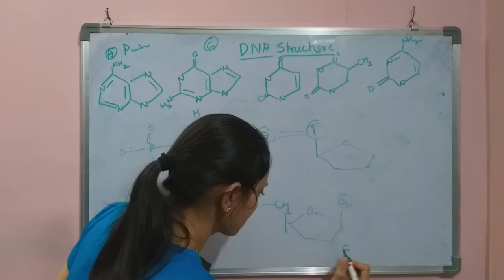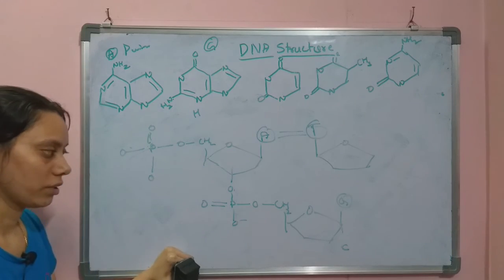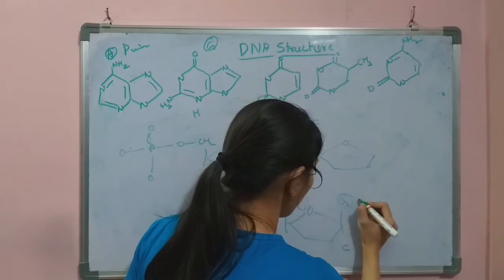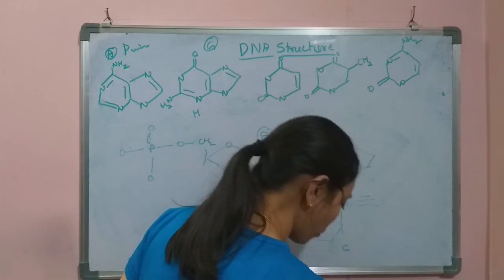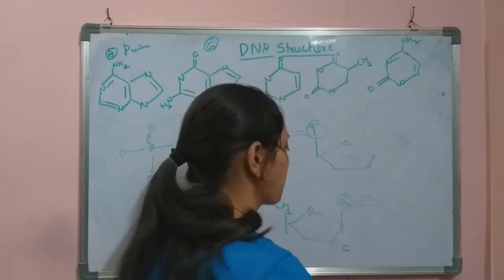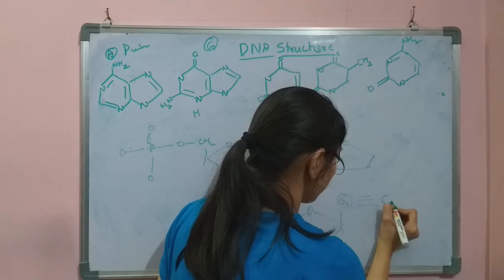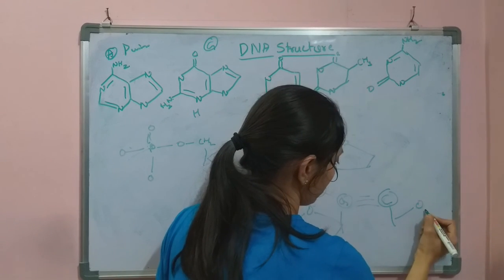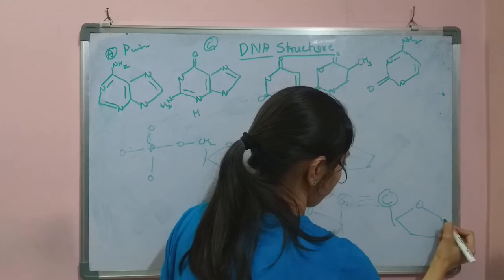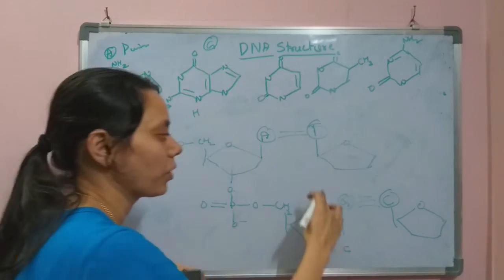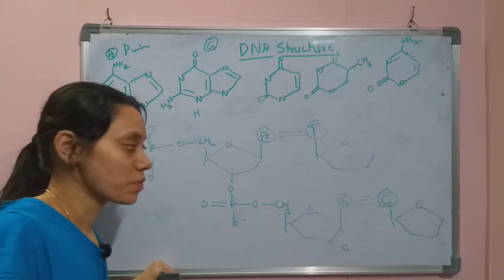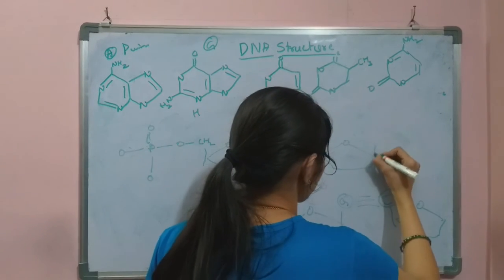and this is the adjacent nucleotide. This is the phosphodiester bond and this is the guanine. So on the opposite strand you will always find cytosine. So again you will find a phosphodiester bond between two adjacent nucleotides present in the opposite strands.